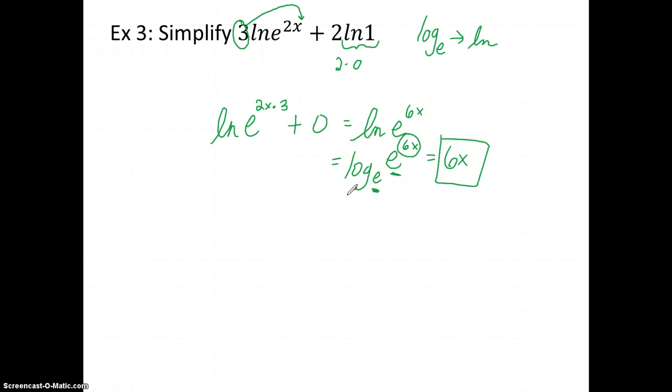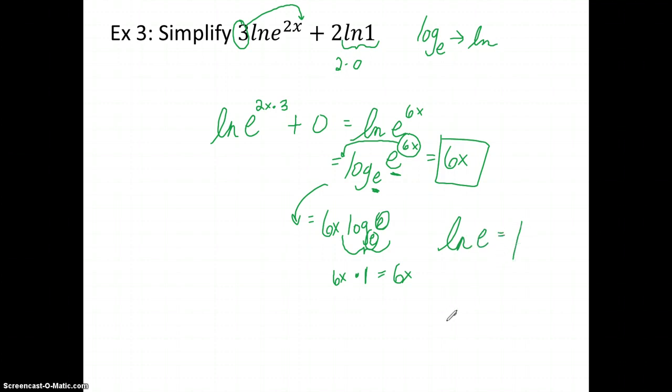Now, if we want to look at using the properties that we just did, we can go back here and notice that we can take this and bring it to the front. So we're going to have 6x times log base e of e, and one of the properties stated that if these bases are the same, then that is equal to 1. So that's why we get 6x here. I think a very important thing to know is that whenever you see ln of e, that's 1. Or ln of e raised to any power is going to be whatever that power is. I think that's an important point to make from this example.